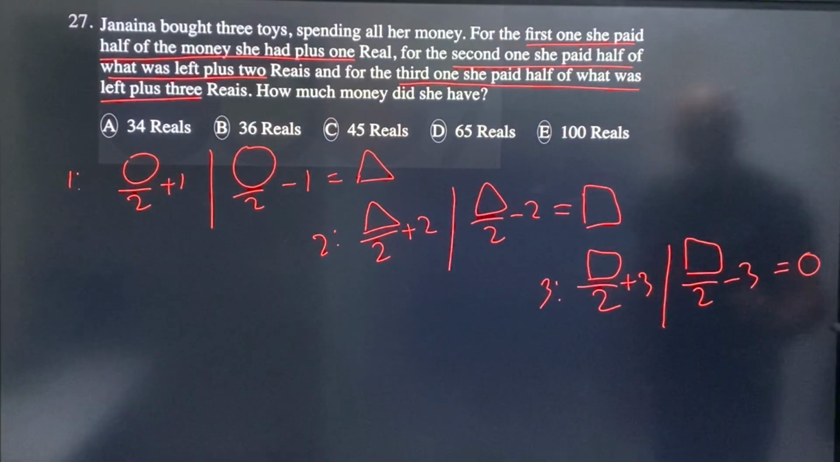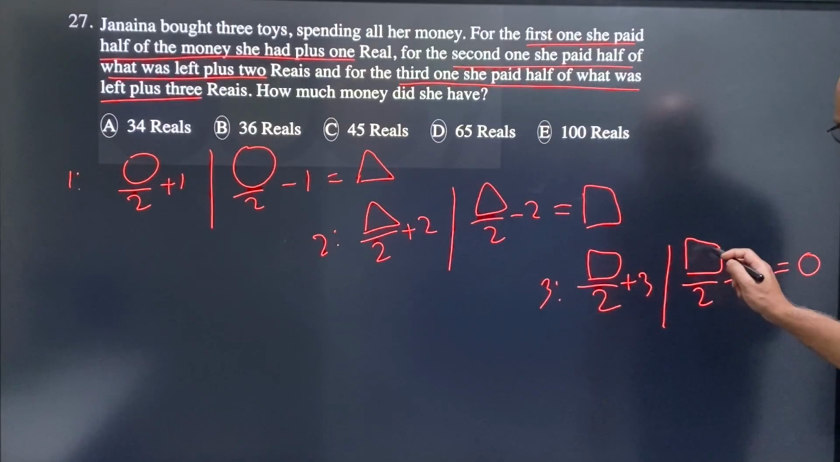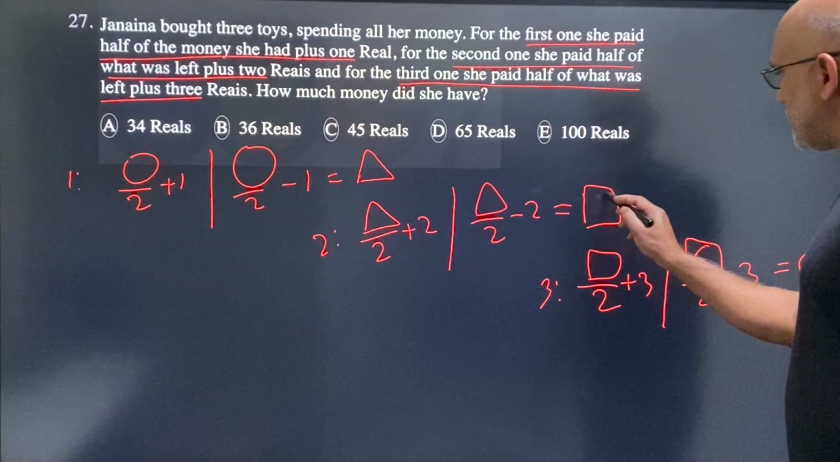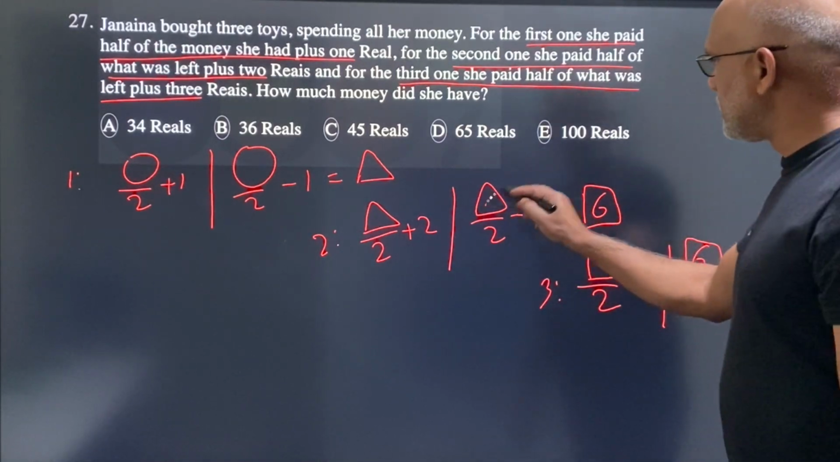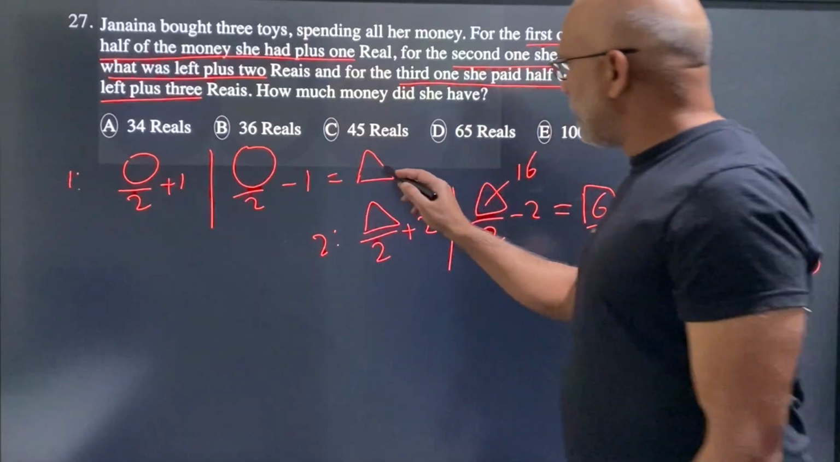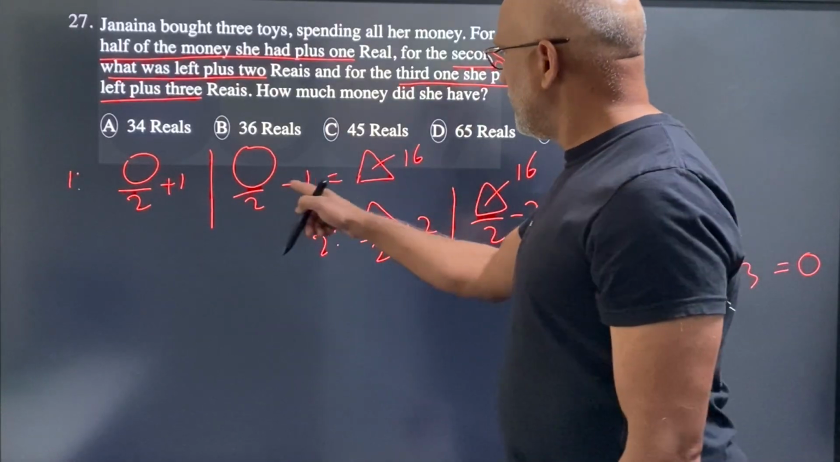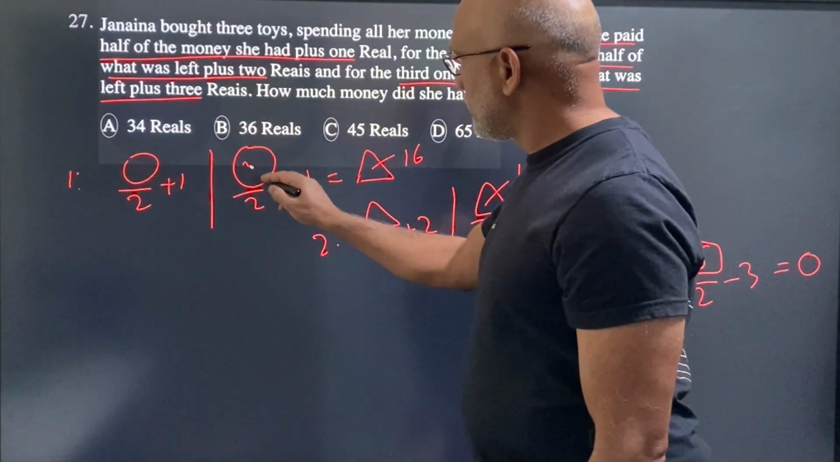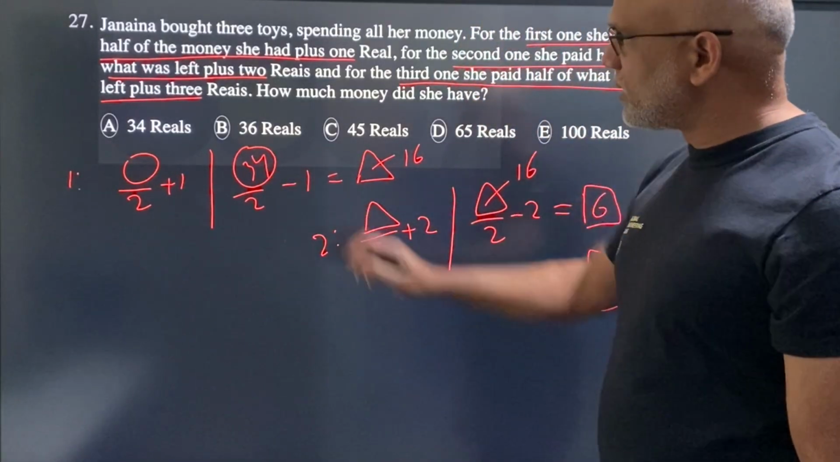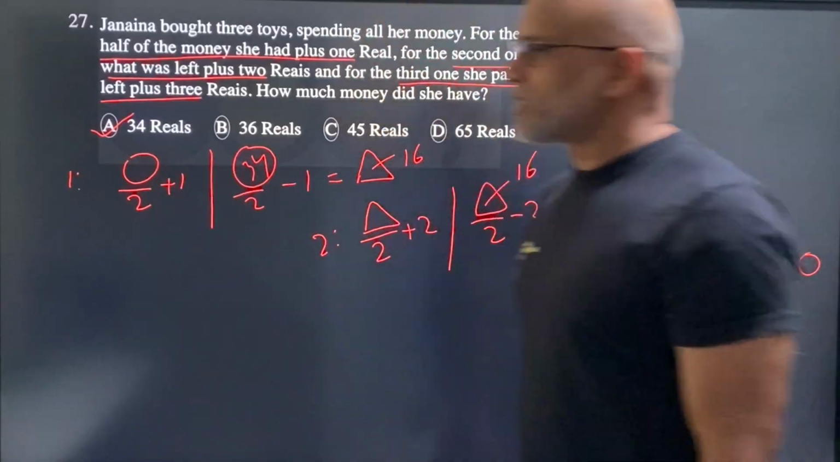So let's do that. Here I can see that, take the 3 to the other side and multiply by 2. So this has to be 6. If this is 6, take the 2 to the other side: 8 times 2, so this is going to be 16. If this is 16, take 1 to the other side, that is 17 times 2 is 34, right? So I start with 34, we get the same answer.